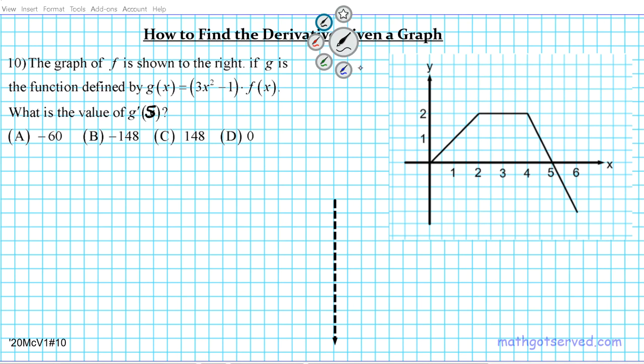Alrighty, let's take a look at question number 10. In question 10, you're going to be looking at how to find the derivative given a graph. Basically, looking for the derivative at a point, or the slope of a tangent line at a point, given the graph of the function.